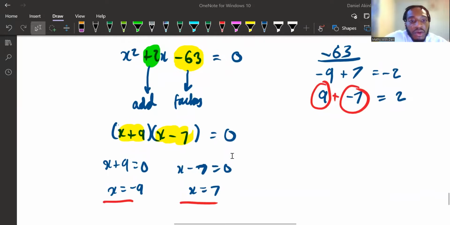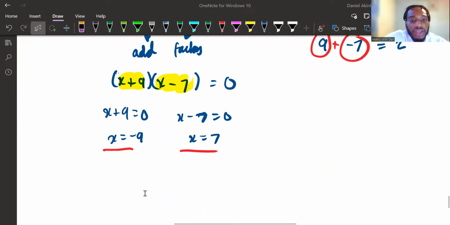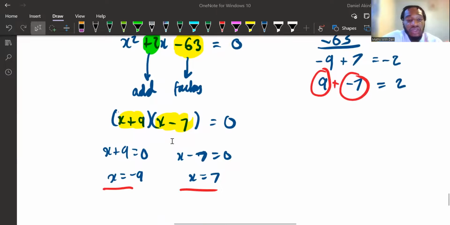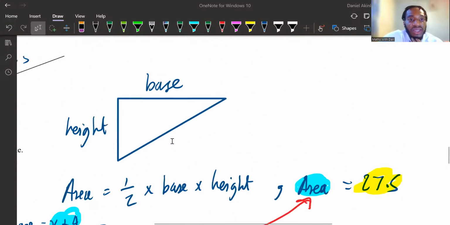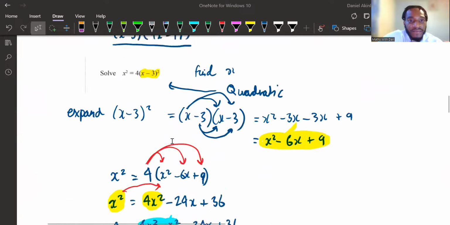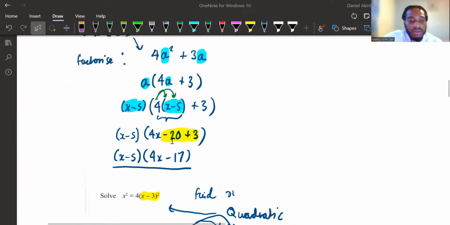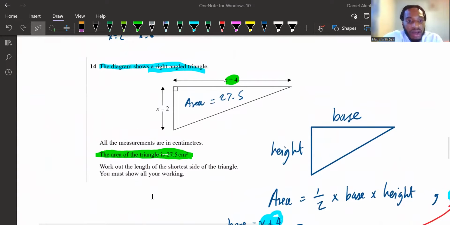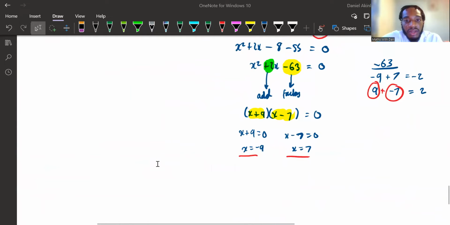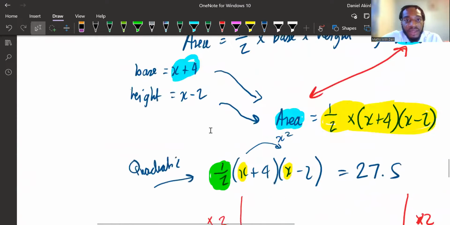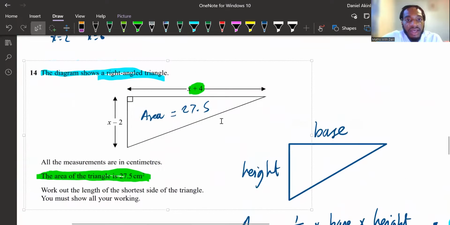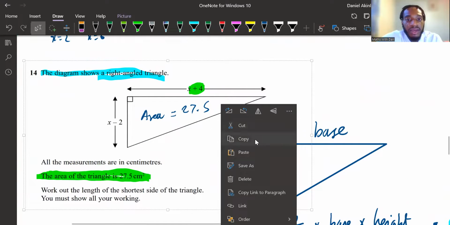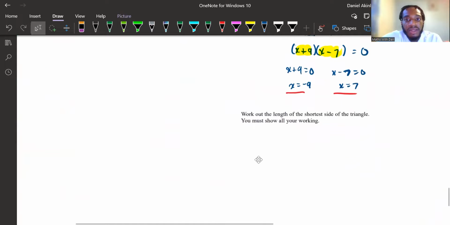Okay, no problem. Cool. So now we've got this so far, right? We've got our two values for x. X equals -9 and x equals 7. So now let's go to the actual question again. Oops, I've gone so far. The question was here. The question asked us to work out the shortest side of the triangle. And we've got two values for it, yeah? So if I put this here, and then I get this diagram again, let me just copy it here.